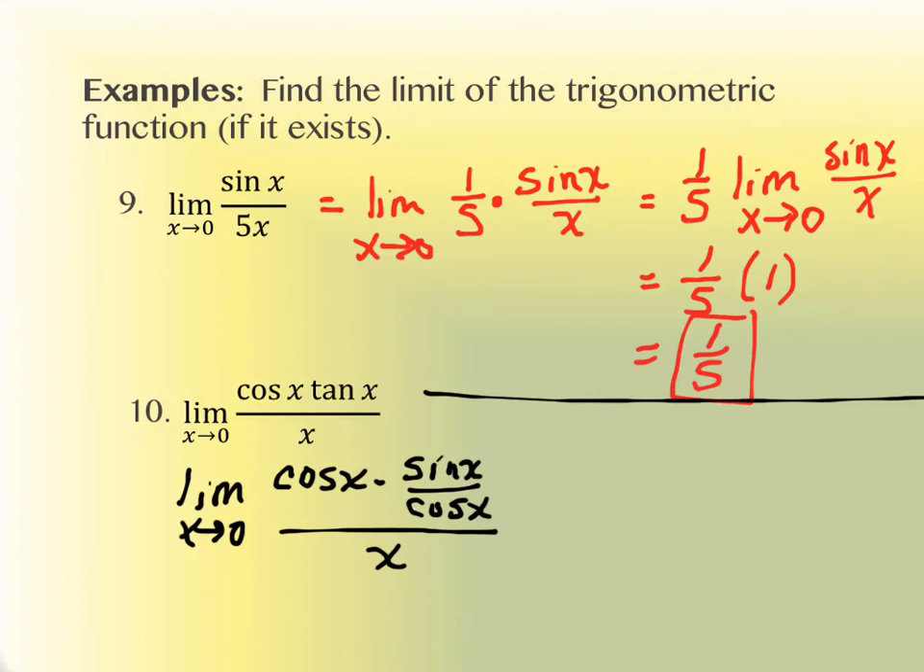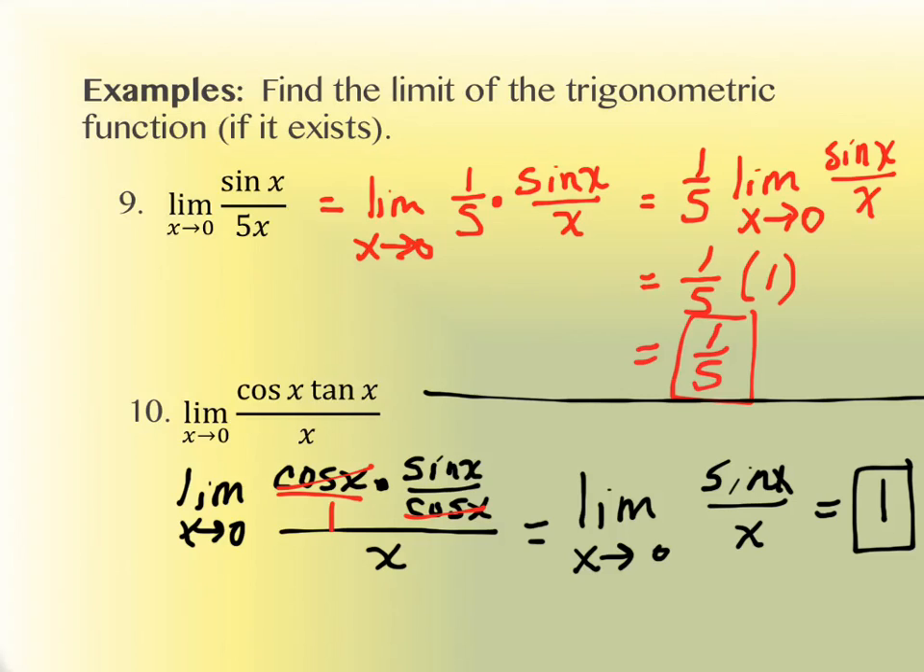This is a multiplication dot. It doesn't look much like one, but yes, you can. This is cosine times sine over cosine. So it's equivalent to having cosine over 1, if you will. So those cosines can cancel. And I'm going to write it one more time to show that. This is the limit as x goes to 0 of the sine of x over x, and that is our special limit, which has a limit value of 1.